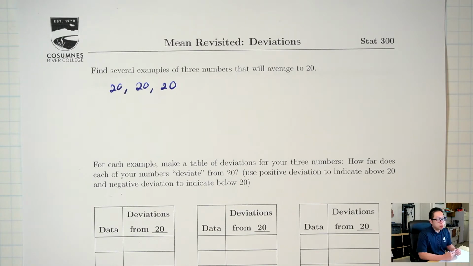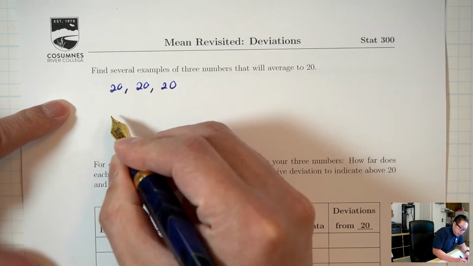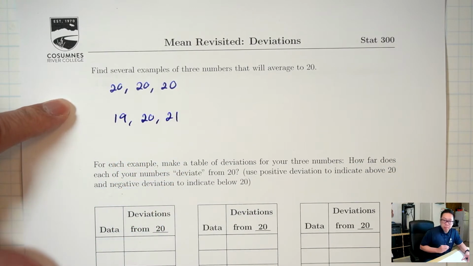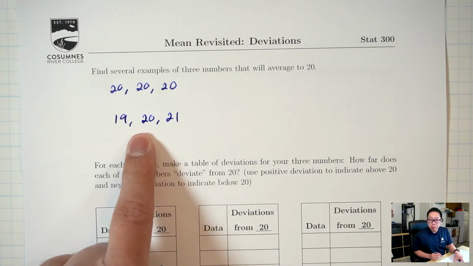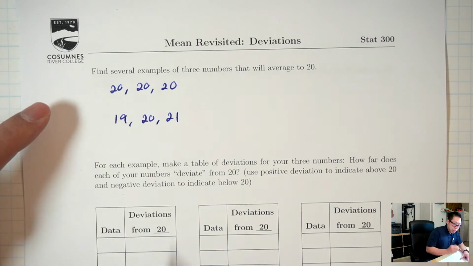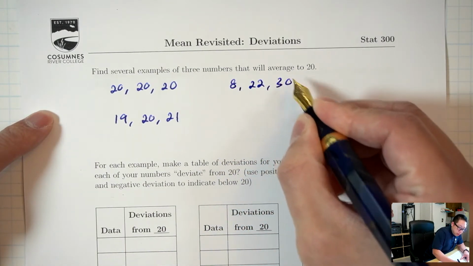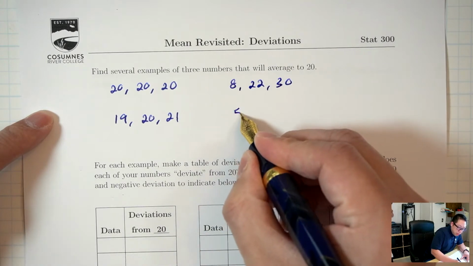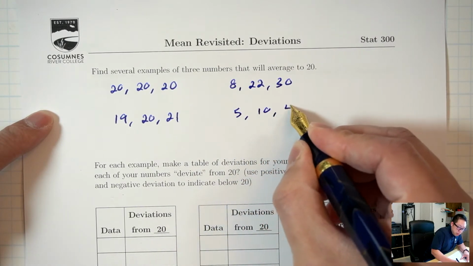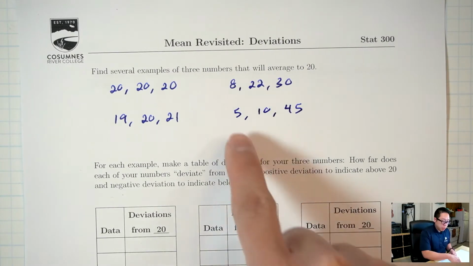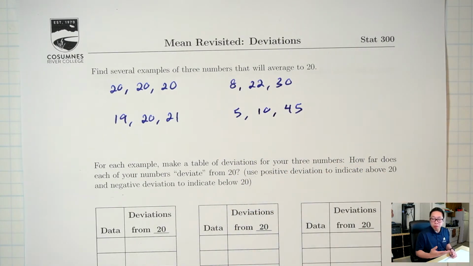So what are some other examples of three numbers that have an average of 20? Okay, so I picked some for you. 19, 20, 21. Okay, you can check, add them up, and then divide by 3, and you should get 20. Two other examples, 8, 22, 30, and then 5, 10, 45. Okay, check them. If you add them up and then divide by 3, you do get 20 in each of these cases.